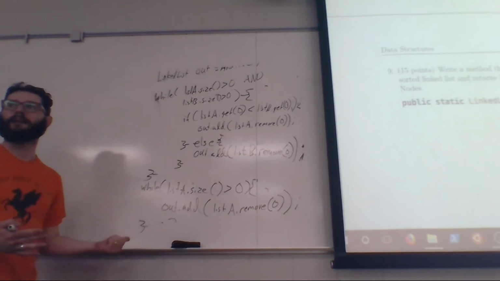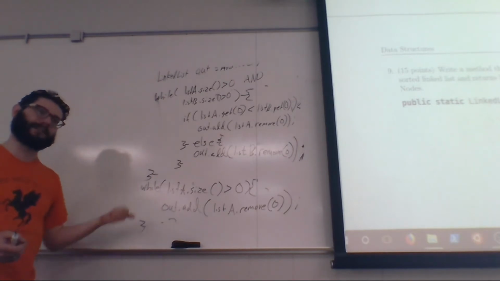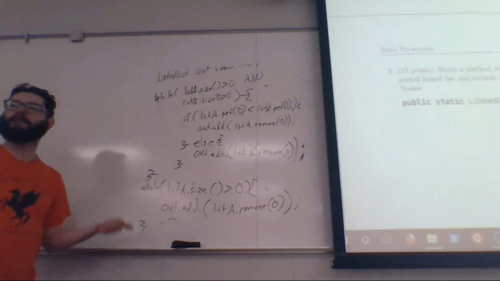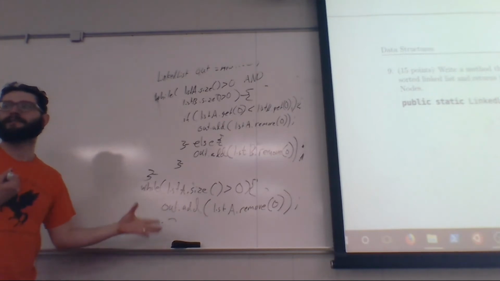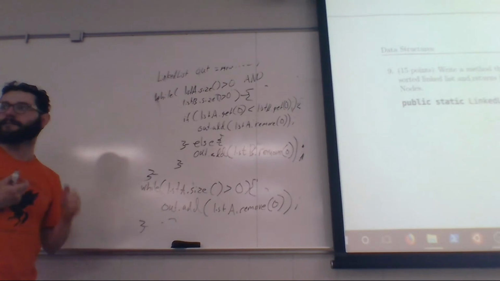Why can I just simply churn through everything that's left over in list A? Well, because if it's left over in list A, all the stuff still in list A is sorted, and we know it's bigger than all the stuff in the output.